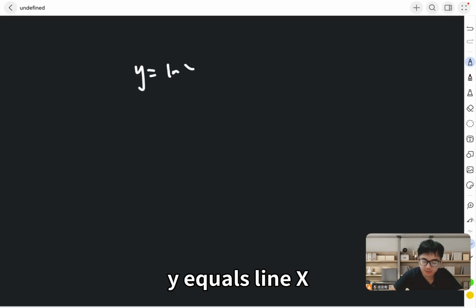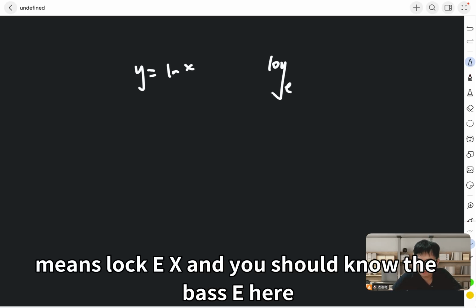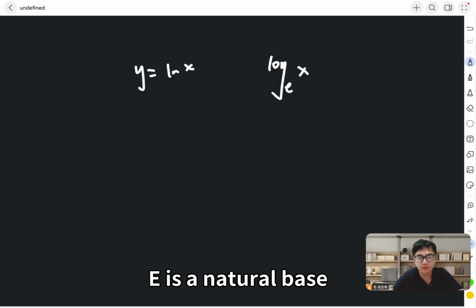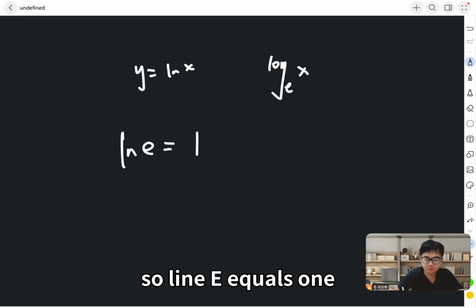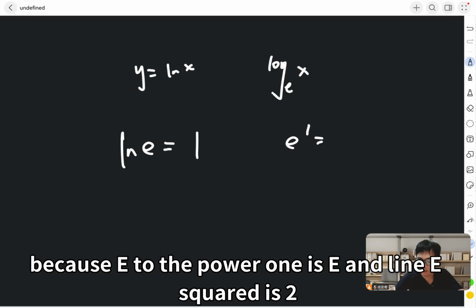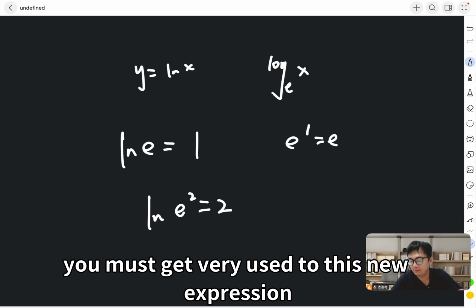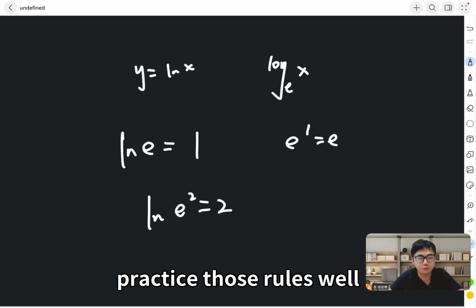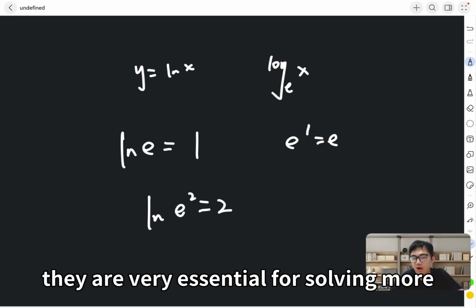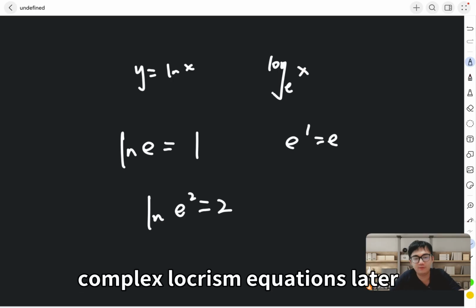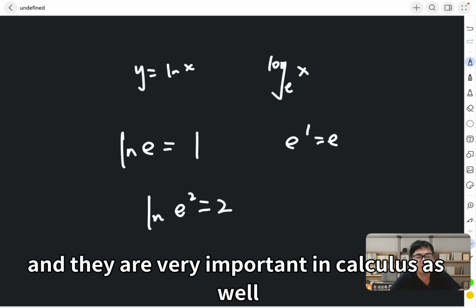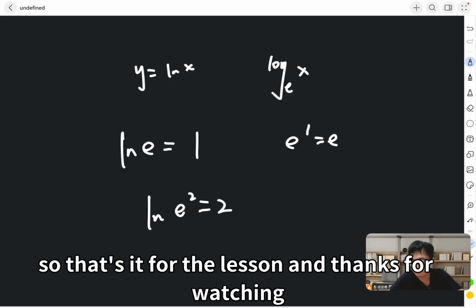But just one more reminder. y equals ln x means log base e of x, and you should know the base e here. e is the natural base. So ln e equals 1, because e to the power of 1 is e, and ln e squared is 2. You must get very used to this new expression. Practice those rules well. They are very essential for solving more complex logarithm equations later, and they are very important in calculus as well. So that's it for the lesson, and thanks for watching.